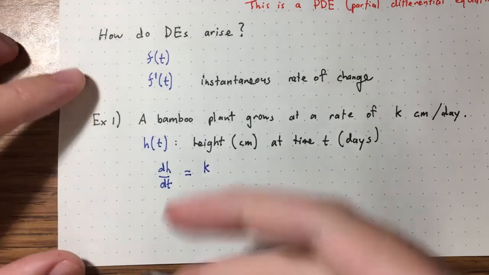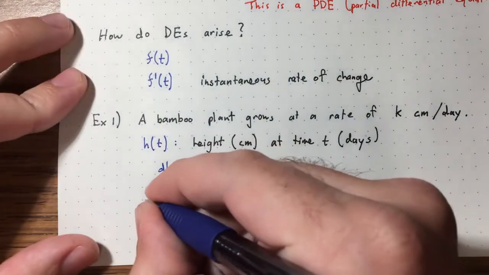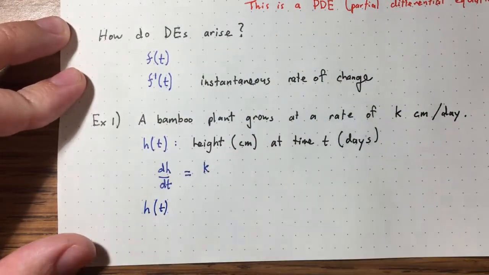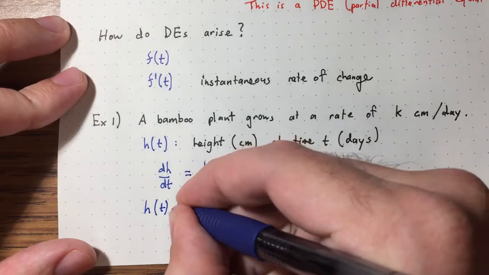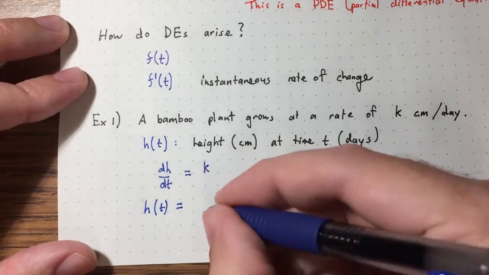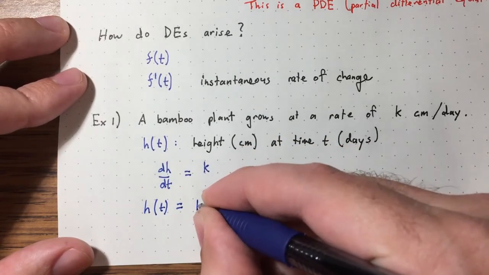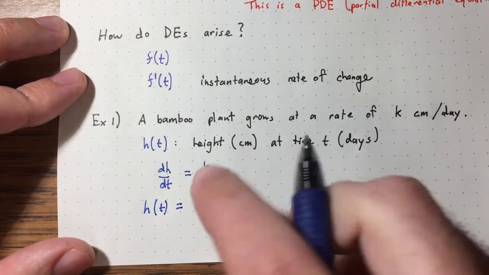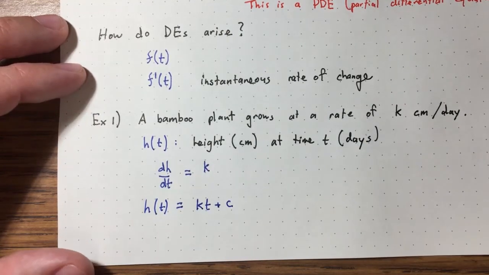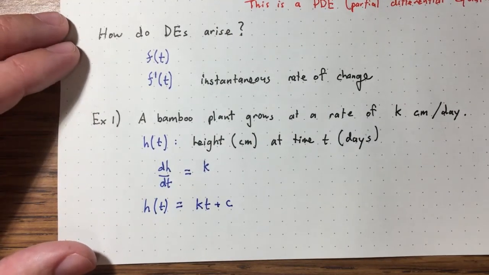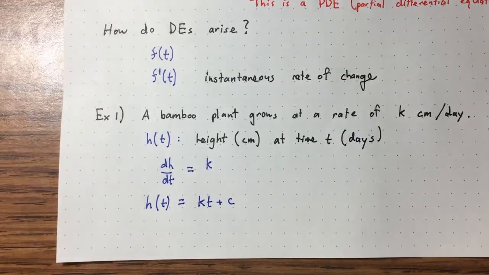So recall, what is the solution? It's this function h of t, and we can just write down what h of t is. It's going to be kt plus c, right? If the derivative is k, then the function itself is going to be kt plus some arbitrary constant.